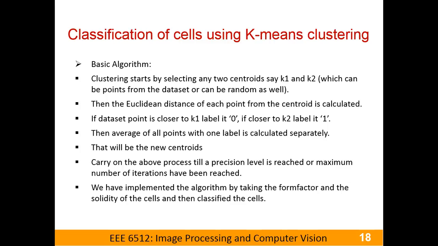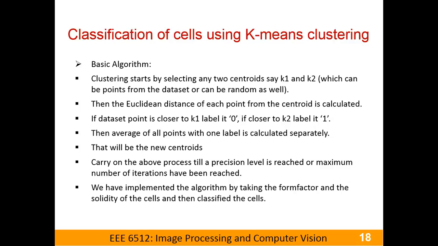After selecting the centroids, we find the Euclidean distance of each point from the centroids, and then we see whether the data point is closer to K1 or K2. If it is closer to K1, we label it as 0, and if it is closer to K2, we label it as 1. Then we find the average of all points with one label separately. The average of all points with label 0 is found separately, and the average of all points with label 1 is found separately. This will be the new centroid. Then the above steps are carried on again and again till a precision level is reached or a maximum number of iterations has been reached.